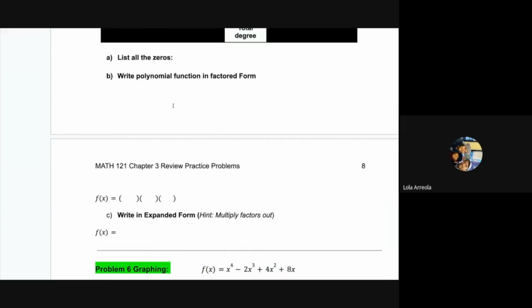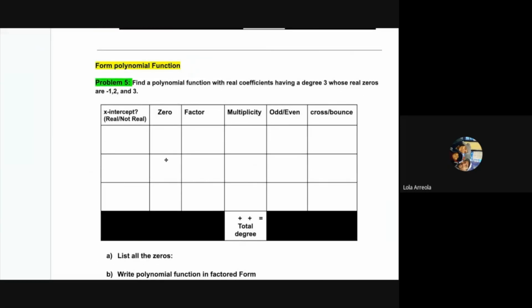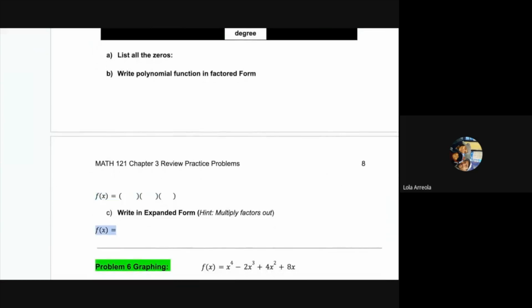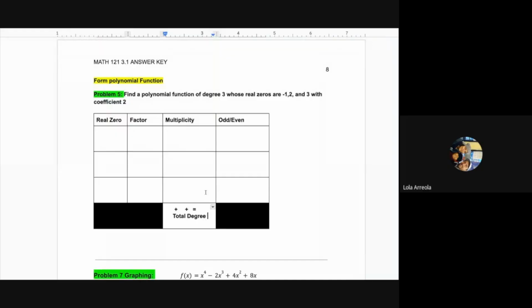And notice first it asks for the factors, so it asks for the sets of parentheses, then for us to basically multiply out the factors. So let's get some practice with this. We want to find the polynomial function with real coefficients having a degree of 3. So the total degree has to equal 3. Then it lists the real zeros for me. I'm going to type them as I see them. I have -1 as a real zero, so I'm going to write this as x equals -1. Then I have x equals 2, and then I have x equals 3.